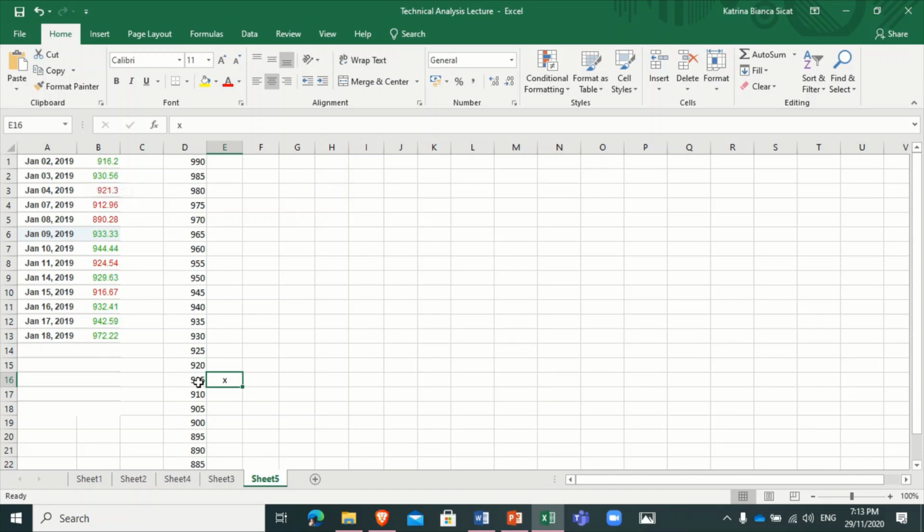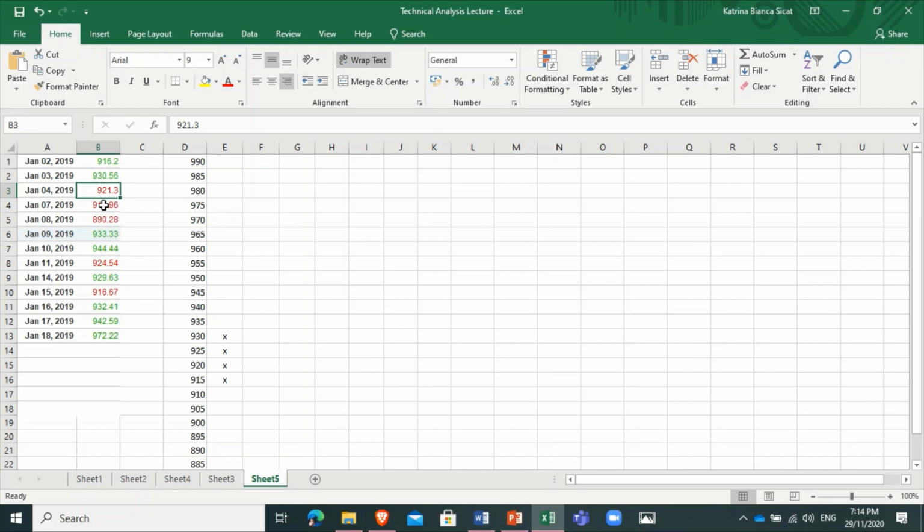Kasi doon siya magfo-fall, doon sa pagitan, yung interval, ano? And this one is 930, so at least 14 points. So nag-increase siya up to this point. Okay? So maglagay pa rin tayo ng X right here. Kasi umabot siya ng 930.56. Okay, next, ito yung next price natin, 921.3.